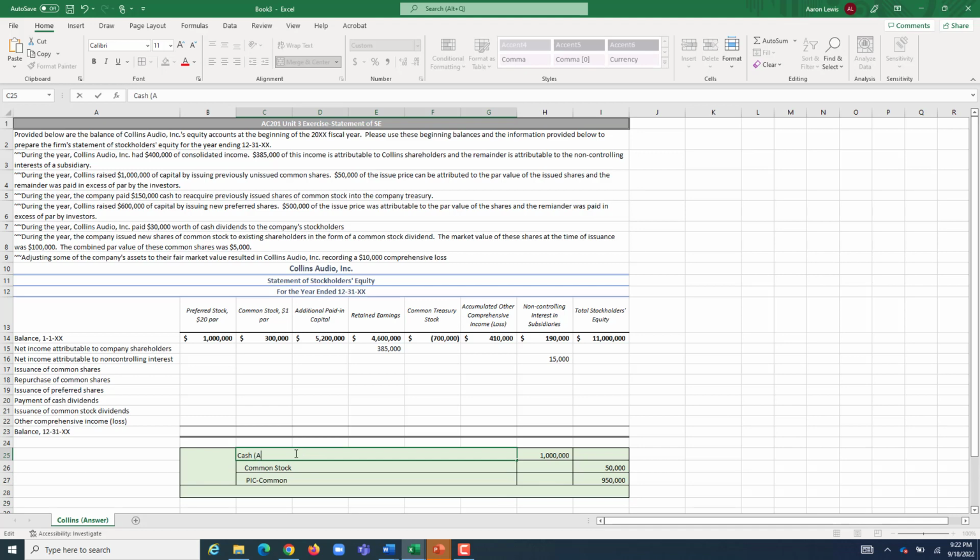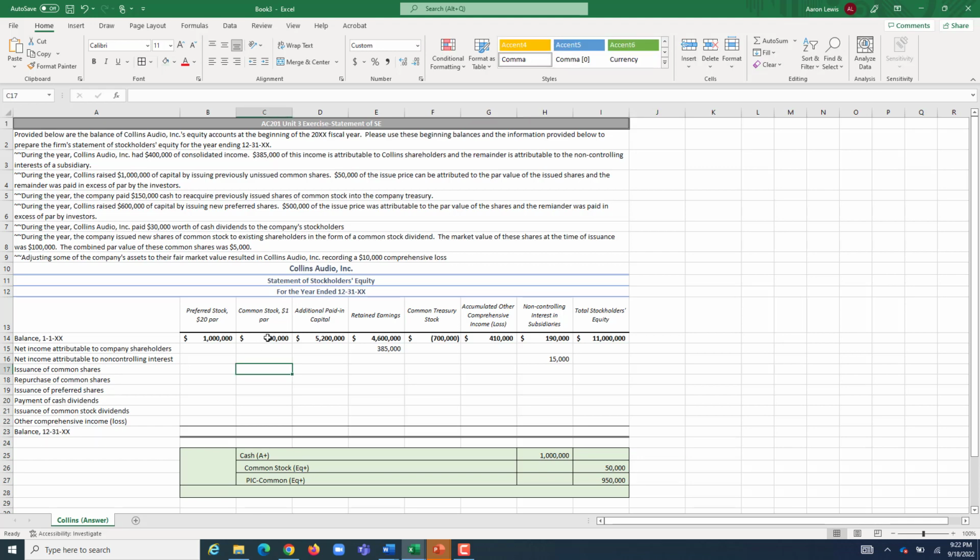Why did cash get debited? Because cash is an asset, and assets always increase on the debit side. Why did we credit both common stock and PIC common? Because they're both equity accounts, and equity accounts increase on the credit side, which is very pertinent information as we're preparing a statement of stockholders' equity. We know we need to increase common stock by $50,000. We know we need to increase PIC common by $950,000.